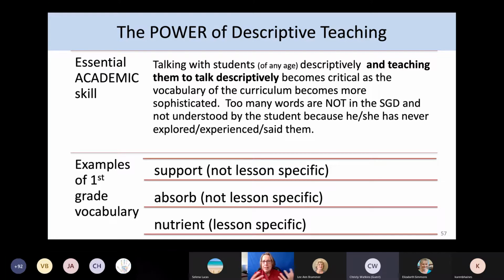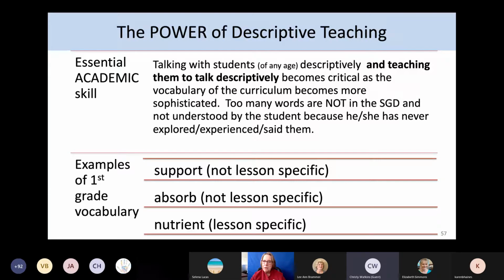There were just so many words that came up that were going to impede their ability to participate in the academics. And you don't have to be in middle school or high school for those to come up. I'm going to give you an example in first grade. A first grade lesson in a science class on plants has the word support, which I can tell you is not in the pre-stored vocabulary of the AAC system.